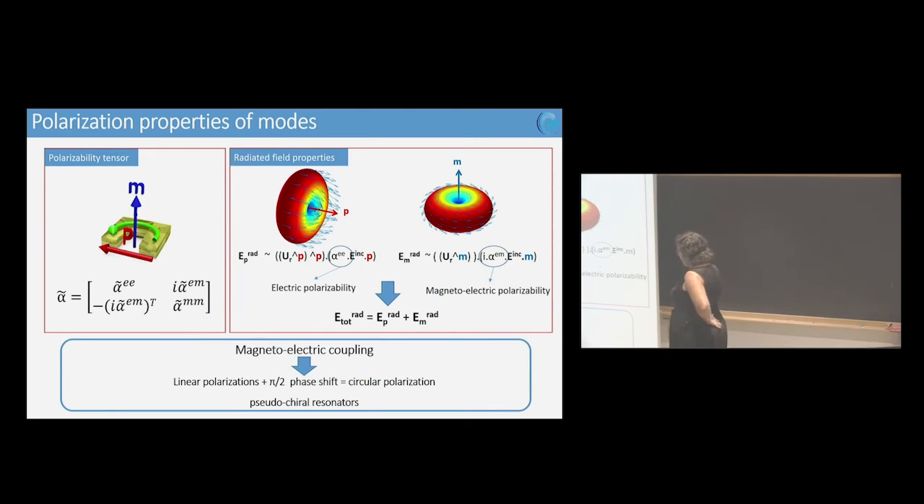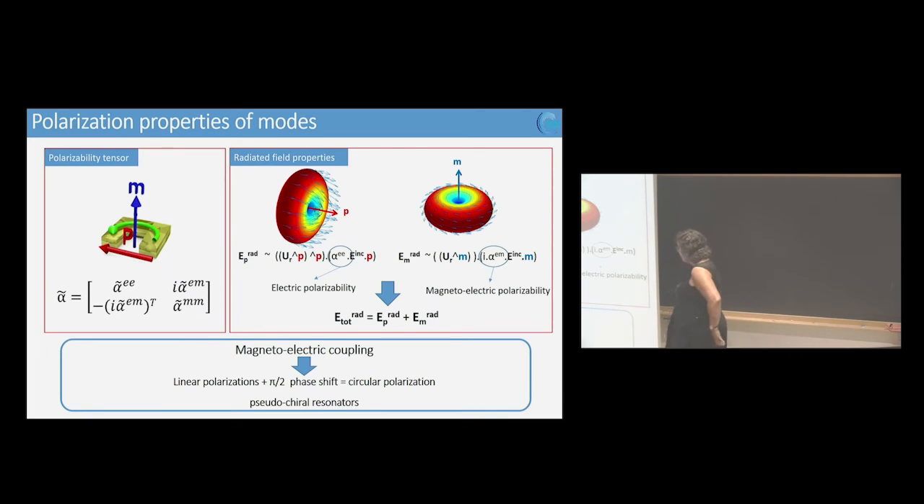In fact, if you want to do it more mathematically, you can define here a polarizability, which is a little bit more complex than what I presented at the beginning, which proves that you can create an electric field from P with a polarizability, electric polarizability, and you can create as well an electric field from the magnetic dipole with the magnetoelectric polarizability, which is here.